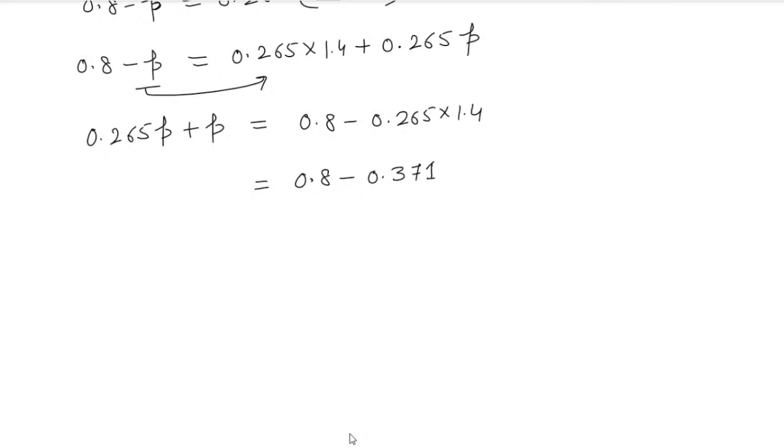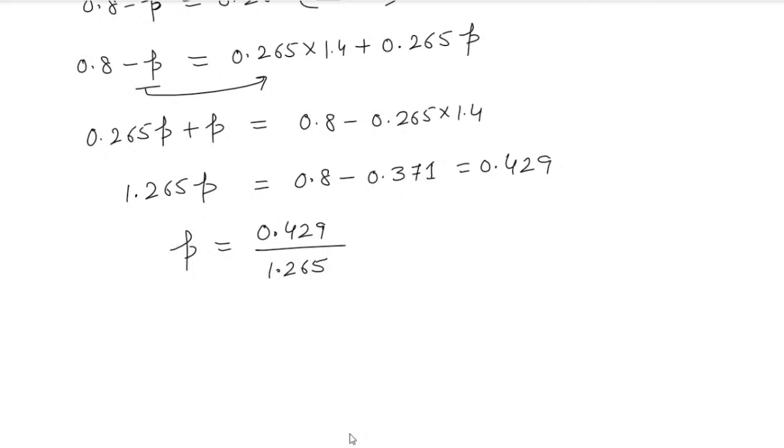Okay, so 0.371. Now 0.8 minus 0.371 is very simple, it is 0.429. So from here it becomes 1.265 P. So P is equal to 0.429 divided by 1.265. Again, calculation is tedious. So it comes out to be 0.339 atmosphere.